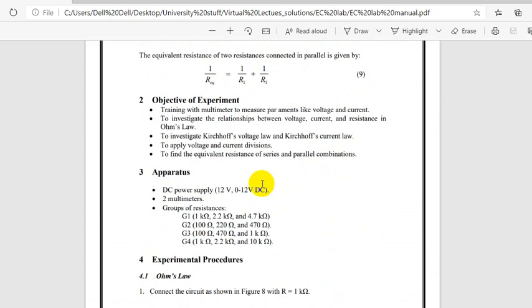Now to investigate the Kirchhoff voltage law and Kirchhoff current law. This is also our objective. Kirchhoff voltage law means total voltage in the circuit is 0, and Kirchhoff current law means current entering is equal to current leaving. You have to verify these. Then to apply the voltage and current division, you will apply the voltage division law and current division law to the values you get here. And finally we will find the equivalent resistance. But for the matter of time, because of the reducing of the course, we will not perform this last part.